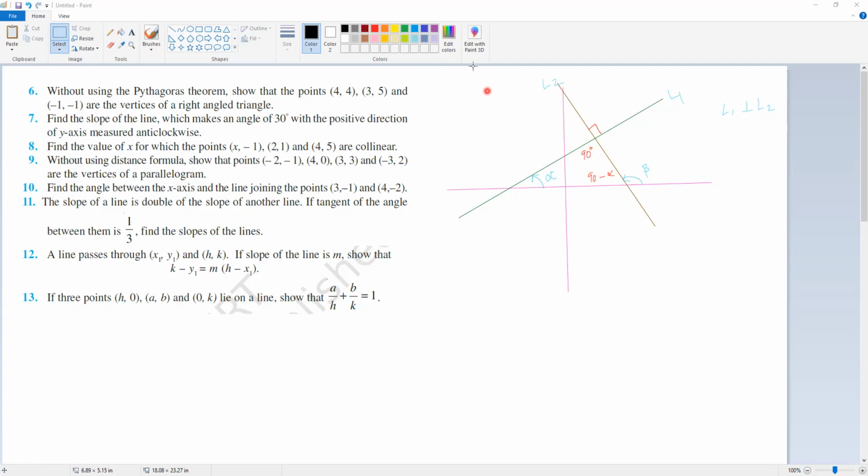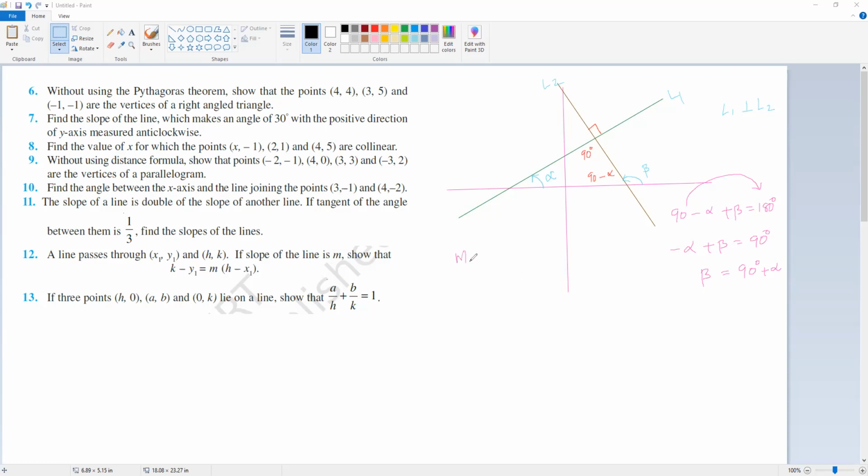Hello, are you there? Yes, sir. So then 90 minus alpha plus beta, how much should it be? 180, because it's a linear pair, right? So 90 minus alpha plus beta is equal to 180 degrees. Subtract 90 from here, 90 degrees goes to the right side, 180 minus 90 is 90. So from this you will get beta is equal to 90 degrees plus alpha.